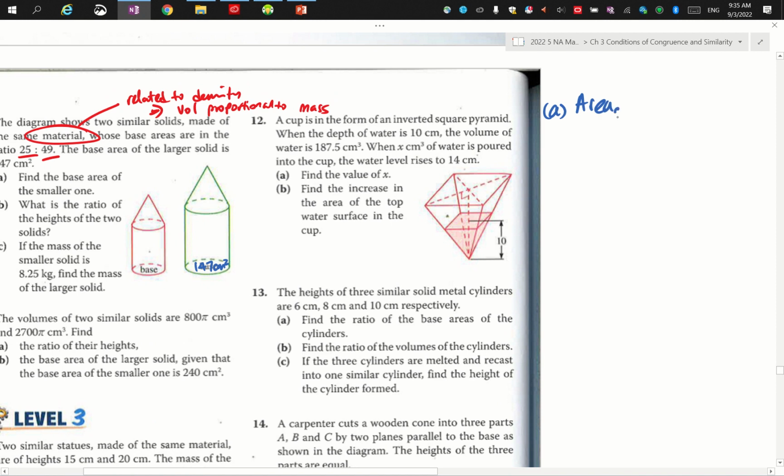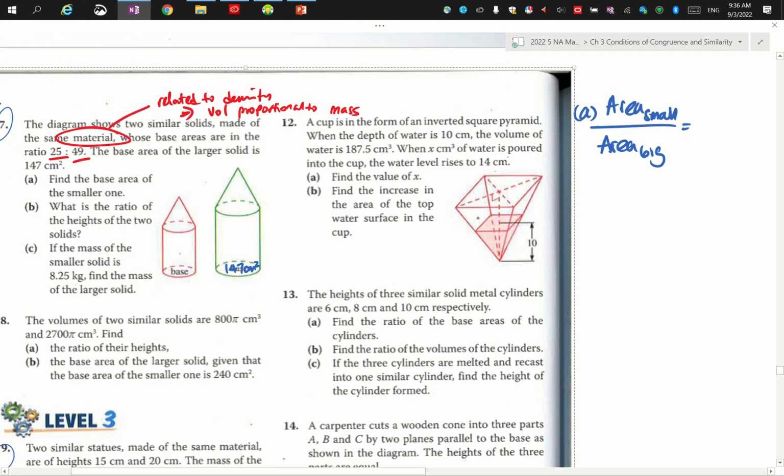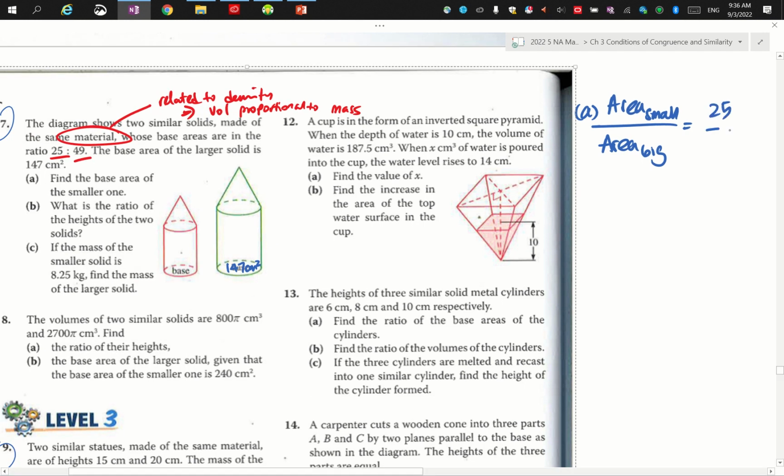Area small over area big must be, it's given 25 over 49, and then the area big was given to be 147. So area small is simply 25 divided by 49 times 147. 75.